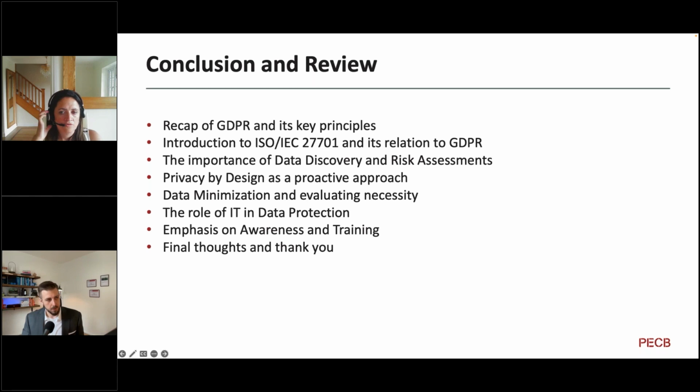Yep, I would agree with that. Okay, thanks, Mike. The other question is, if a company has ISO 27001 and 27701 certification, would they be in compliance with GDPR?